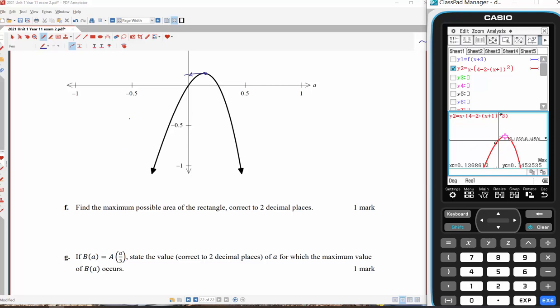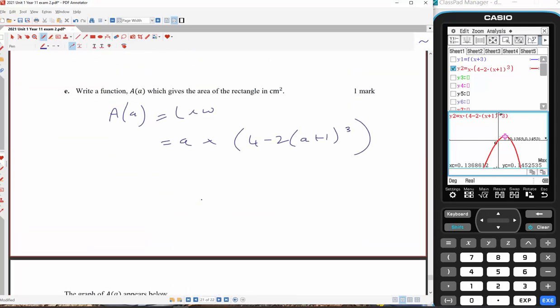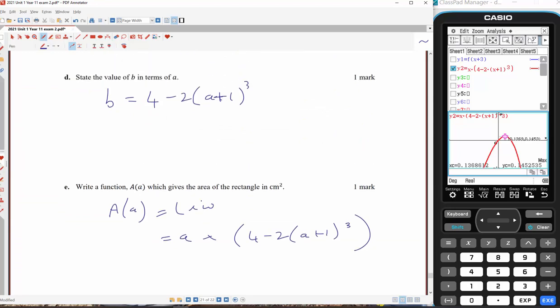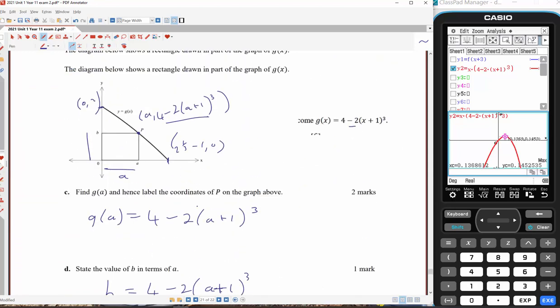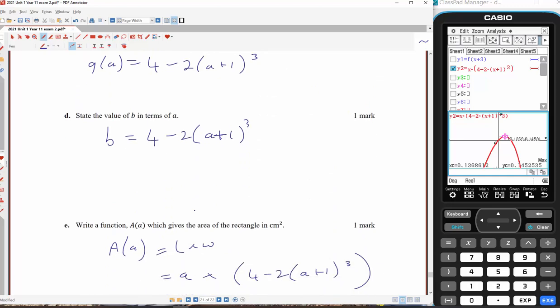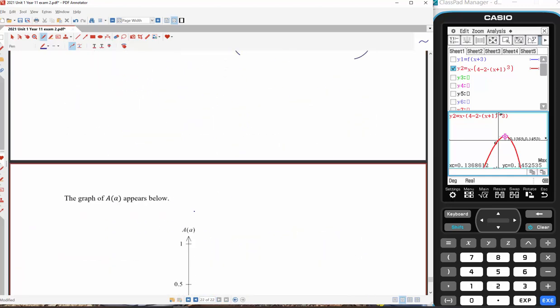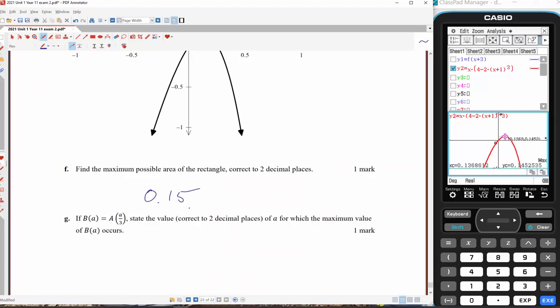Okay, so the max is 0.15, correct to 2 decimal places. And it's an area, so it's in centimeters, is it? Centimeters squared.